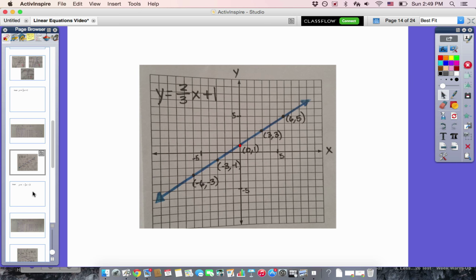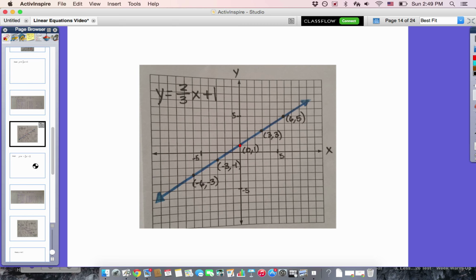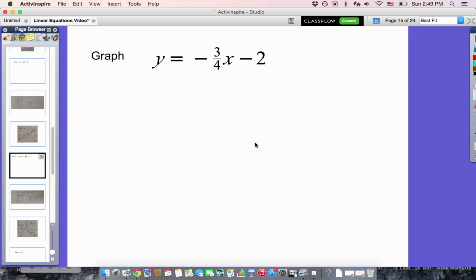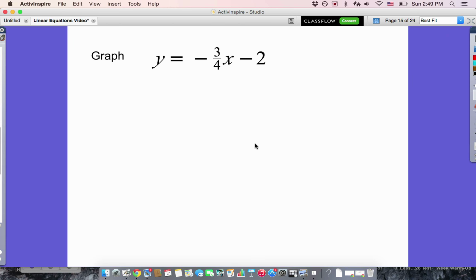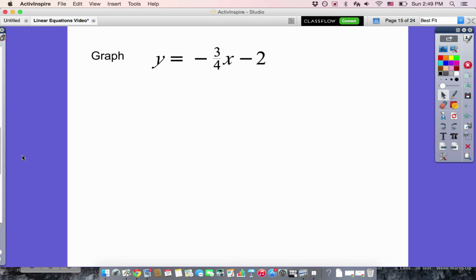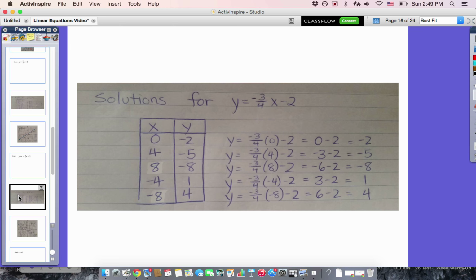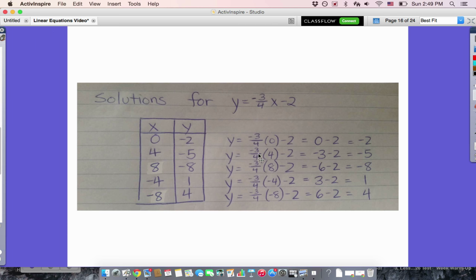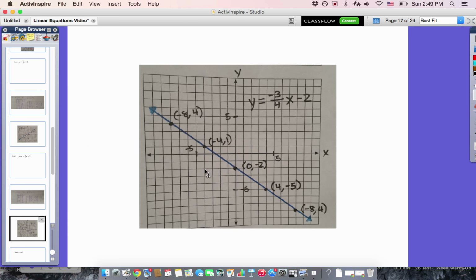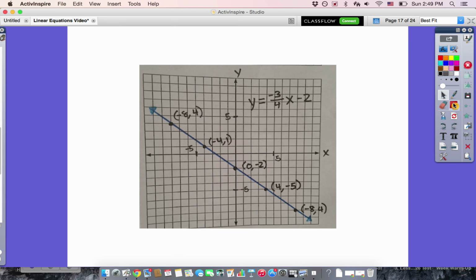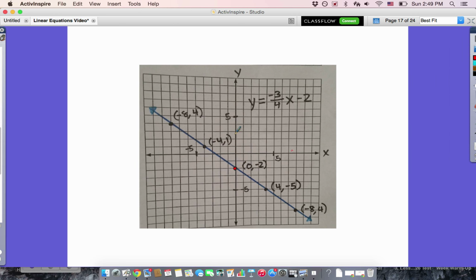Okay, now let's look at another. We have y equals negative 3/4 x minus 2. Okay, so I found a few solutions to the equation, and then I fixed values for x. I chose multiples of 4 to get rid of my fraction, and then this is my graph. Okay, so where's my y-intercept? It's right here. Okay, how is my y-intercept related to our equation?